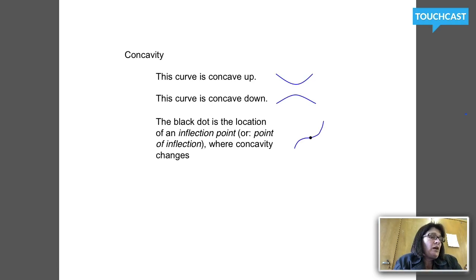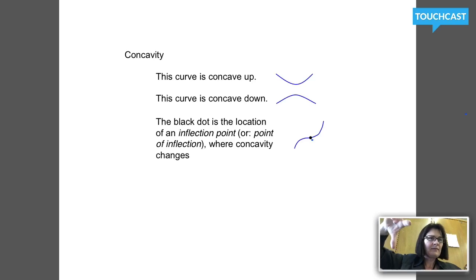The thing is that a parabola is either all concave up, if it's an open up parabola, or all concave down. But most other functions have places where their concavity changes. So here's an example. I have this little picture drawn in. That black dot right there, that's a place where the concavity of this curve changes.